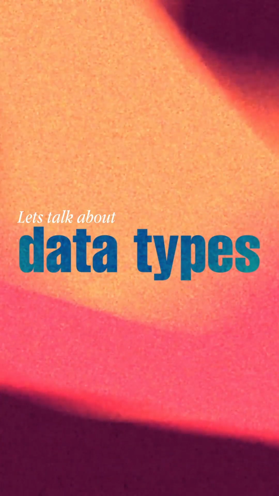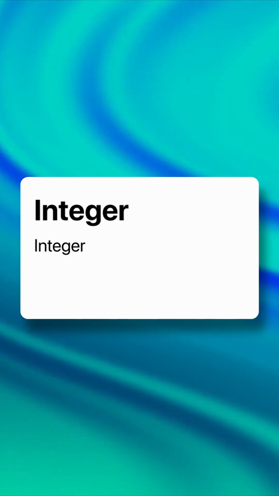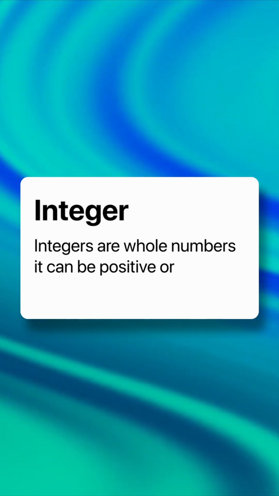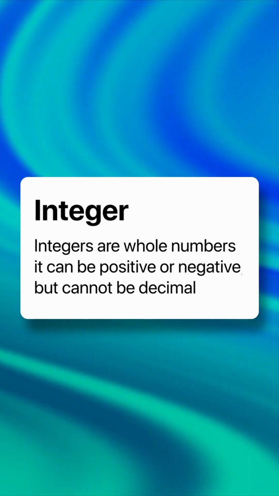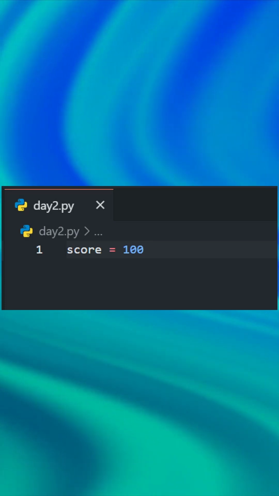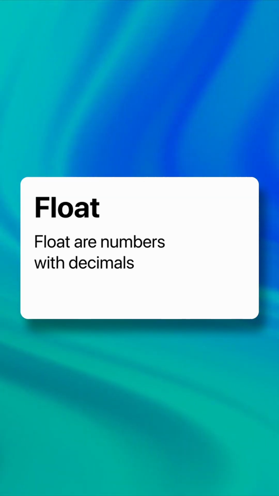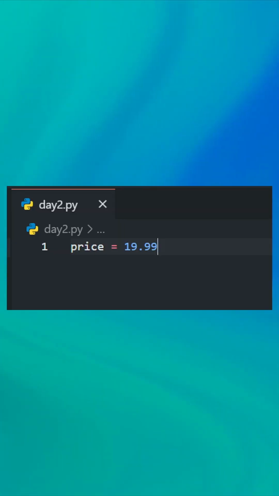Now let's talk about data types. Integers. Integers are whole numbers. They can be positive or negative, but they cannot be a decimal number. Example, score equal to 100. Float. Floats are numbers with decimals. For example, price equal to 19.99.